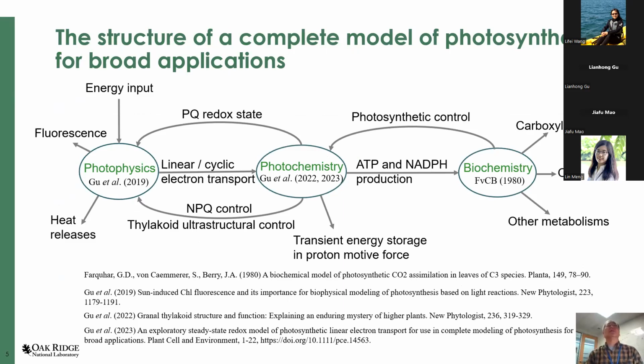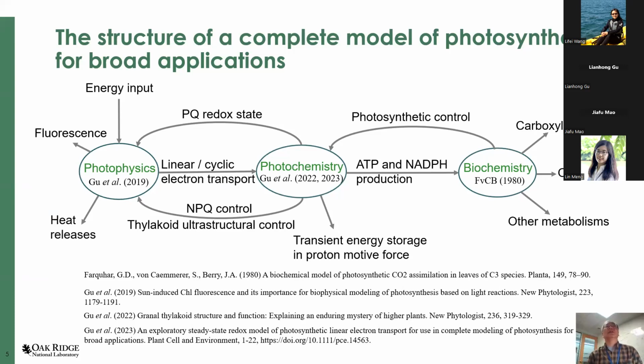We want to have a model that is capable of broad applications, by which we mean that the model should have similarly rigorous representations of photophysics and photochemistry as the biochemistry in the FvCB model, and all model parameters can be obtained from common leaf-level measurements such as PAM fluorimetry and gas exchange. This goal led us to settle on this structure of the model.